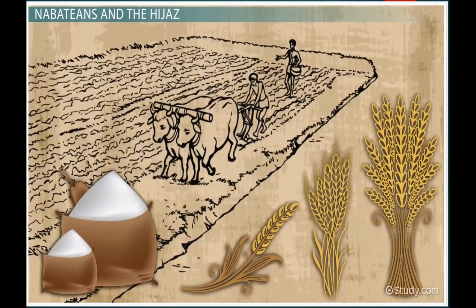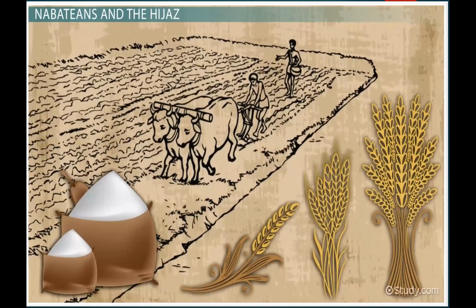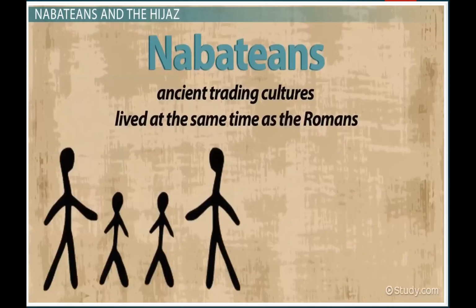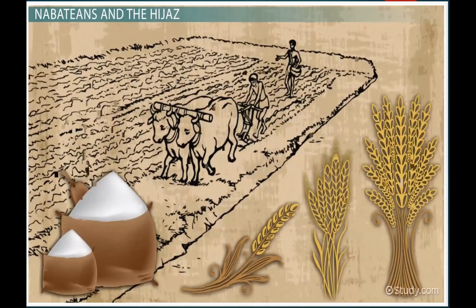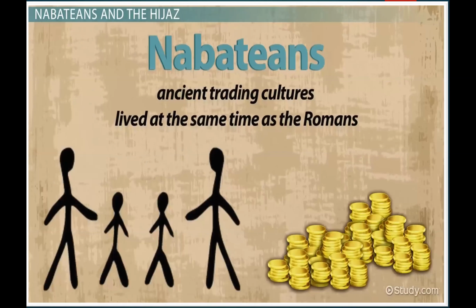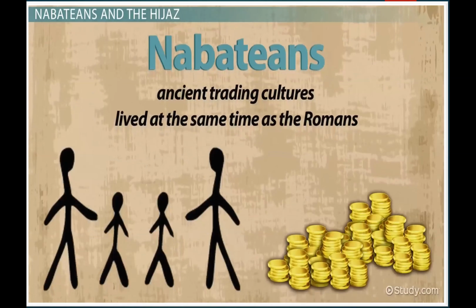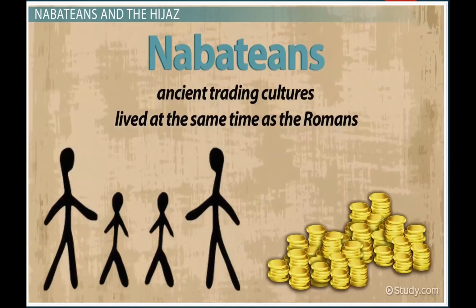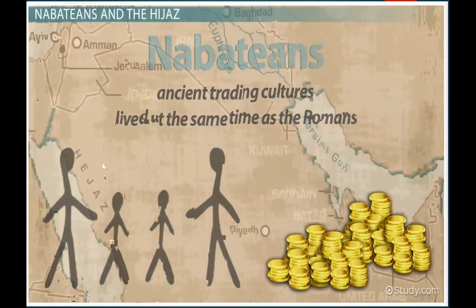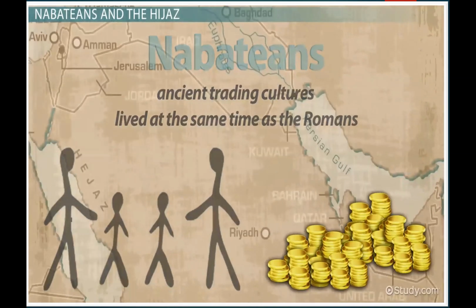The most important of these ancient trading cultures was the Nabateans, a group that lived at the same time as the Romans. While we don't know too much about this culture, we do know that the Nabateans grew incredibly rich from trade, as they had merchants who could travel all over the Arabian Peninsula and bring back new and exciting goods. These rich merchants liked to show off their wealth, but at the same time wanted protection.